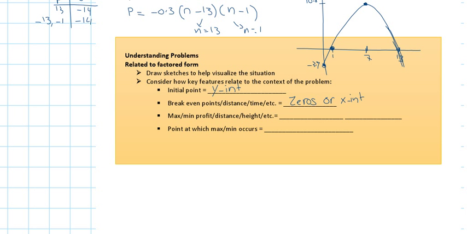What's your maximum or minimum height, profit, distance? What part of the vertex though? The optimal value, which is the y value of the vertex, yeah? The point at which the maximum or minimum occurs is the vertex. Because it says the point, that means I want the vertex. Point means two values, x and y. Okay?